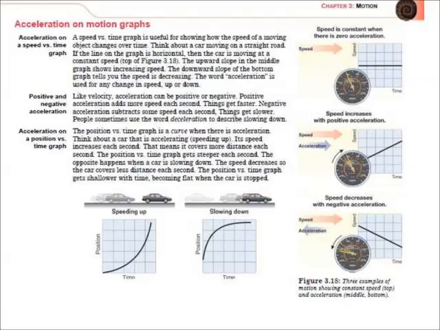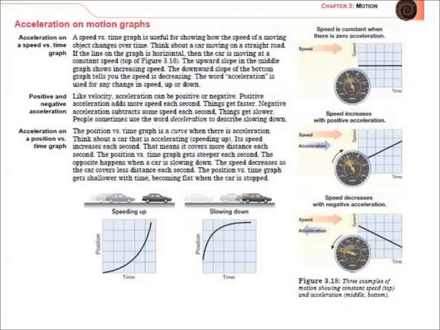Like velocity, acceleration can be positive or negative. Positive acceleration adds more speed each second. Things get faster. Negative acceleration subtracts speed each second. Things get slower. People sometimes use the word deceleration to describe slowing down.